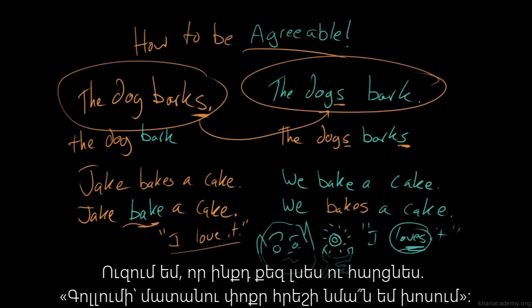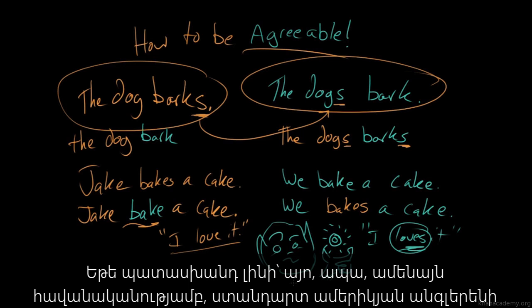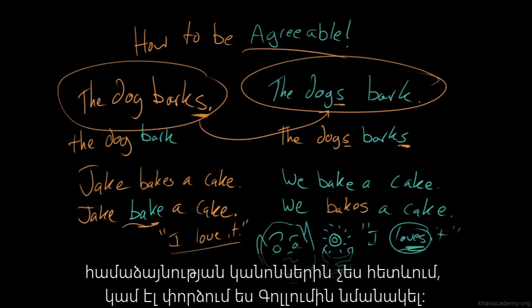So this is the sense that I want you to develop: you listen to yourself speak and you ask, do I sound like Gollum, the little ring monster? Because if you do sound like Gollum, then you're probably not operating under the agreement rules of standard American English. Or you're just doing a Gollum impression.